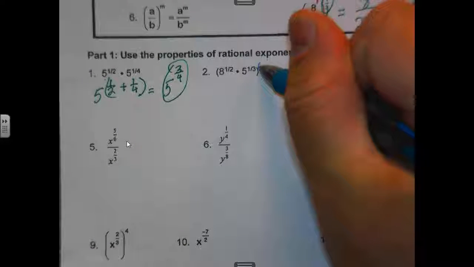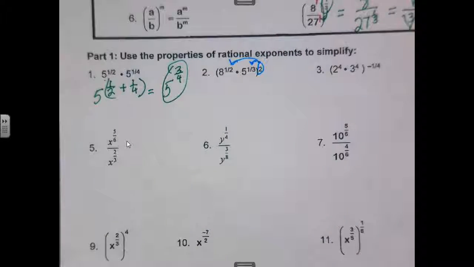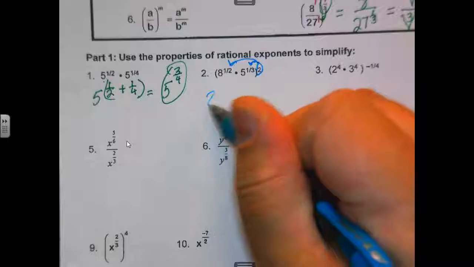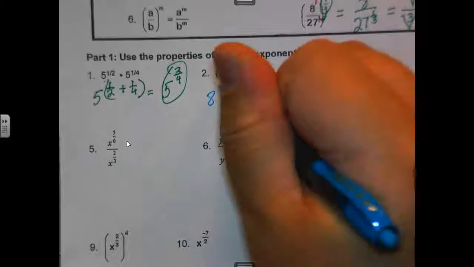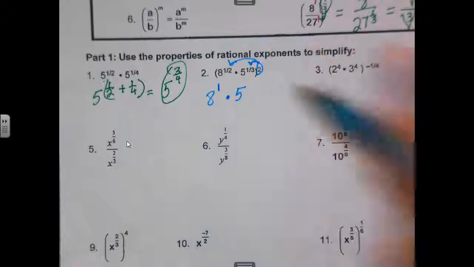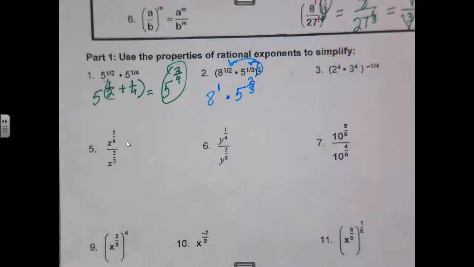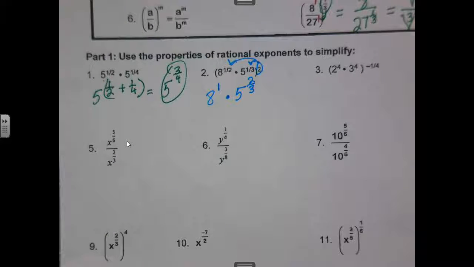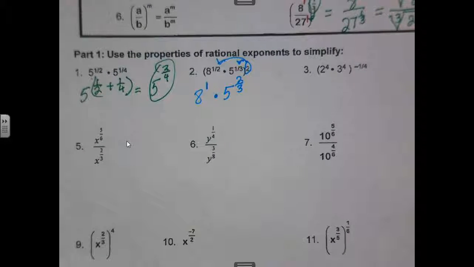I have a power outside my parentheses, so I'm going to distribute it to each exponent. So I get 8. What's 1/2 times 2? 1. Times what's 1/3 times 2? 2/3. And at this point, we can go on and simplify this. There's no need to until we get to radical form. You could leave it like this for now.